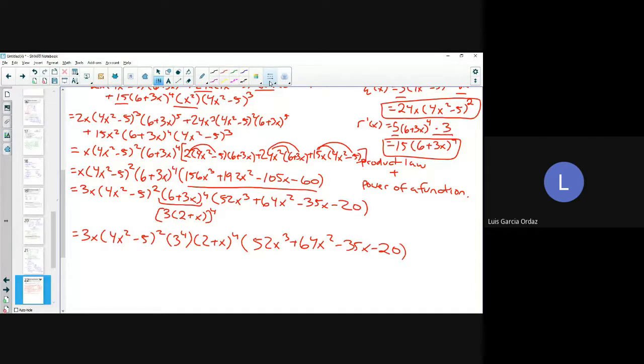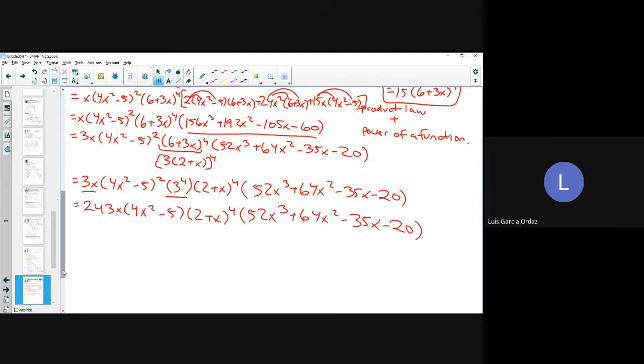Now I can multiply my 3 to the 4 with my variable on the outside, which means I get 243x times 4x squared minus 5 times 2 plus x to the power of 4, all multiplied by 52x cubed plus 64x squared minus 35x minus 20. And finally, now we can actually evaluate for h, derivative of h at 1.